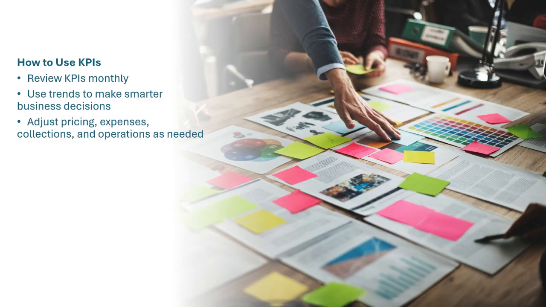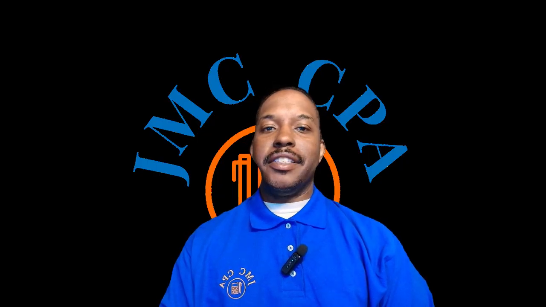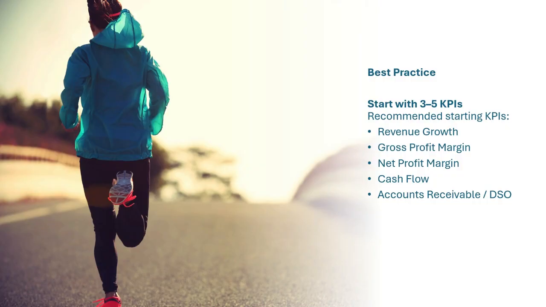That's the real value. A lot of people overcomplicate this. You do not need to track 25 different numbers every week. Start with 3 to 5 KPIs. For most small businesses, I recommend starting with revenue growth, gross profit margin, net profit margin, cash flow, and accounts receivable or days sales outstanding. If your business is product-based, add inventory. If it's service-based, add revenue per client or project.